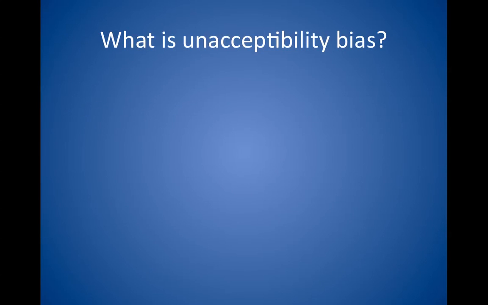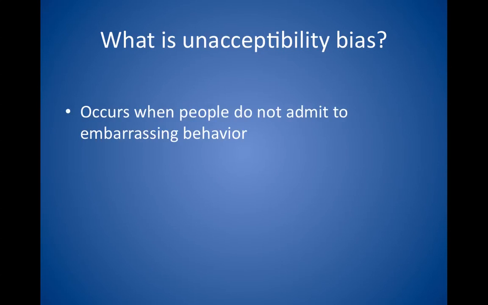What is unacceptability bias? Unacceptability bias occurs when people do not admit to embarrassing behavior, claim to exercise more than they do to please the interviewer, or claim to take experimental medications when they spit them out or did not take them.